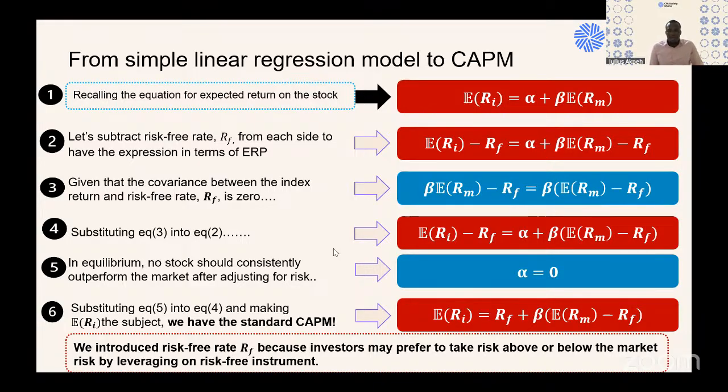So in that case, if we say that no one should make any profit, consistently outperform the market, then it means alpha must be zero. Because alpha tells us about whether you are outperforming the market or not. So we have alpha being zero. Now, once alpha is zero, look at this. Alpha vanishes, and all we need to do is to move the risk-free rate from the left side to the right side. And what does it give us? This is the CAPM. So we have arrived at the CAPM.